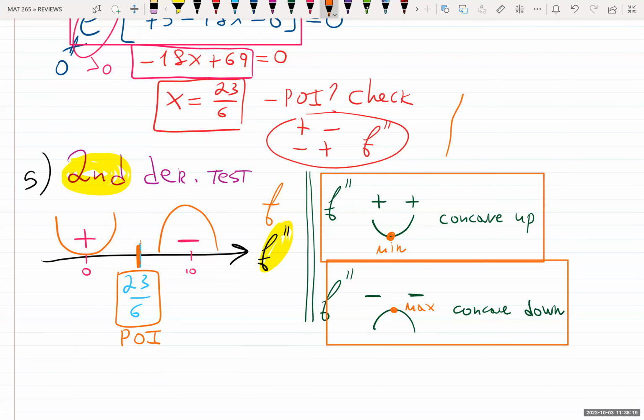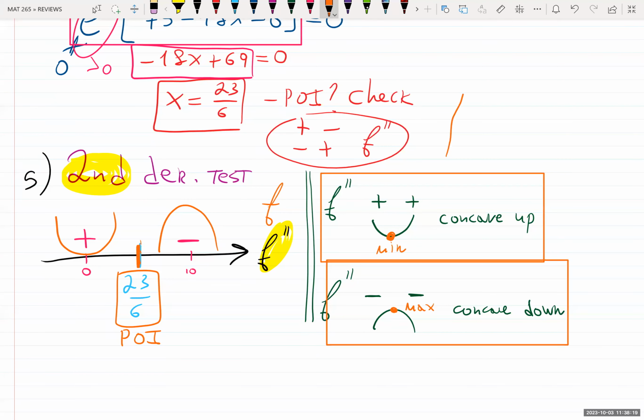So if you want to know the answer for the output of this point, every time, the very last step, you plug into the original function. That's kind of the point here. So it's going to be 9 minus 2 times 23/6, e to the 3 times 23/6. These are my 4 answers.